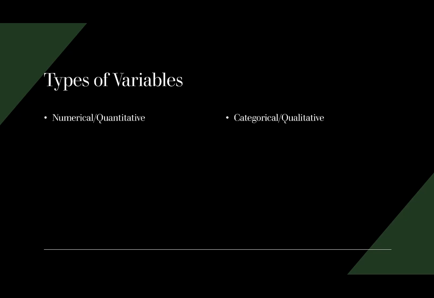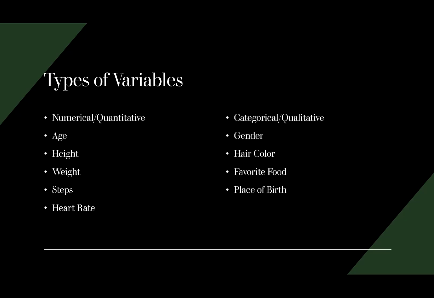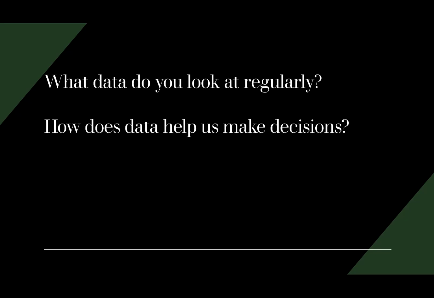The different bars in the graph represent the variables, which in this case are the reasons that the teenagers use TikTok. As we continue to look at types of variables, we will categorize them into two distinct types, numerical or quantitative, and categorical, which is qualitative. Quantitative can be things like age, height, weight, steps, heart rate, where qualitative might represent gender, hair color, favorite food, or place of birth.